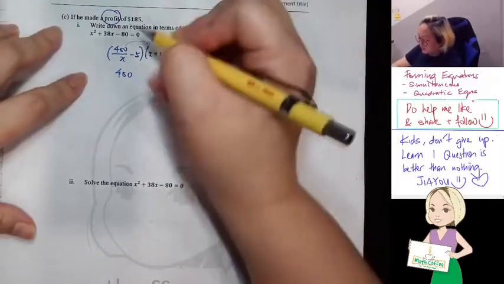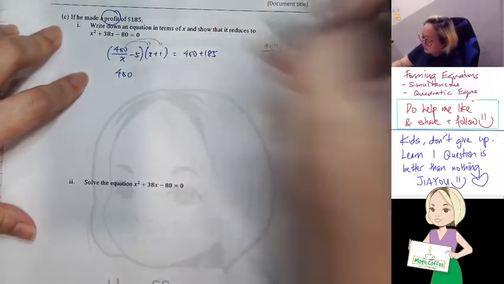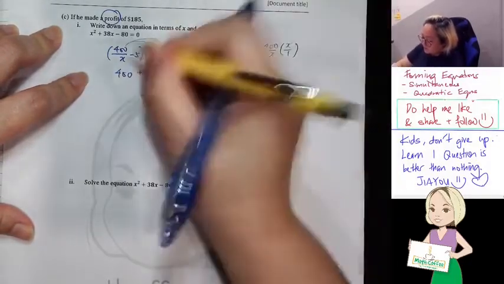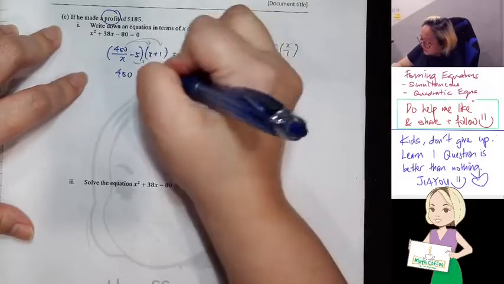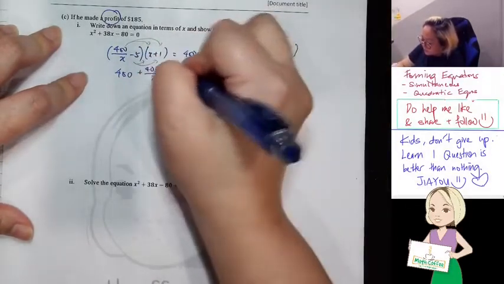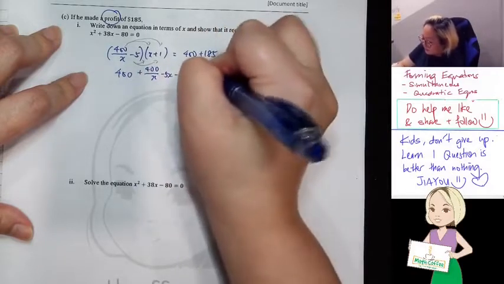And then after that, this one times this one, so this one times this one is just plus 400 over x. And then after that, this one times this one, so it's just minus 5x. And then this one times this one, so it's just minus 5 equals to 585.